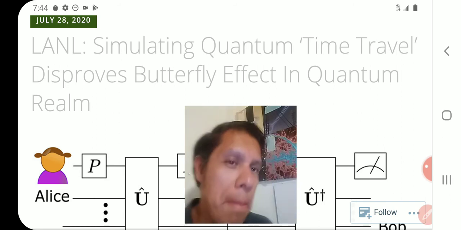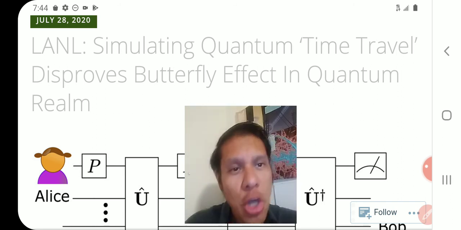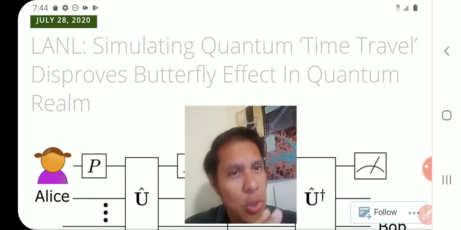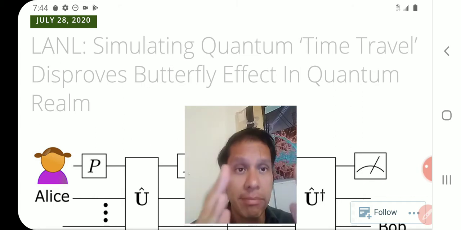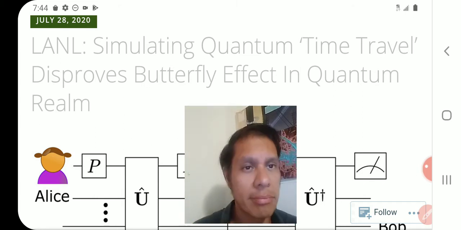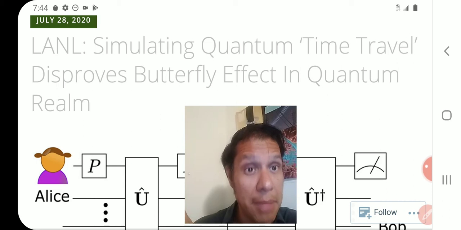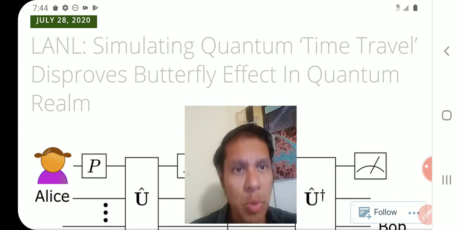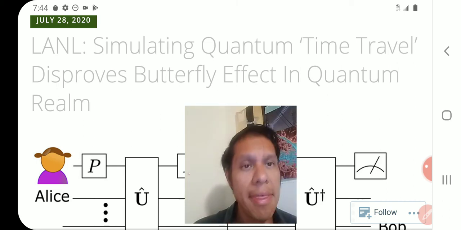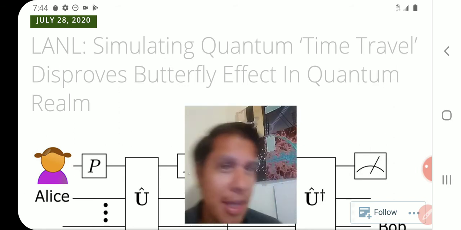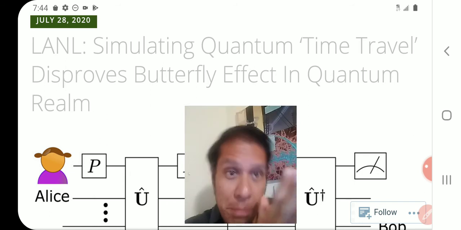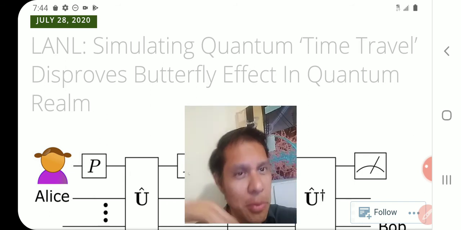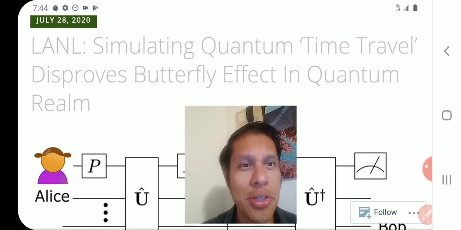called Simulating Quantum Time Travel Disproves the Butterfly Effect in Quantum Realm. It's a very interesting paper because it shows that if you could return a quantum system back in time, reverse the process, in other words, and then damage something in that past, and then return to the present, you could actually return that information that you destroyed.